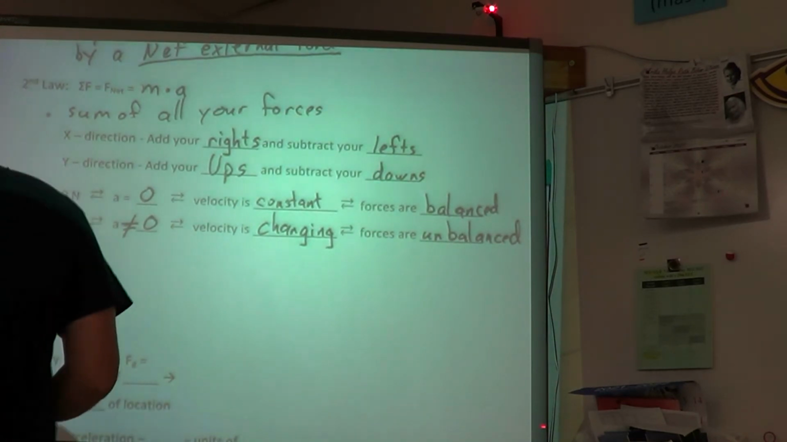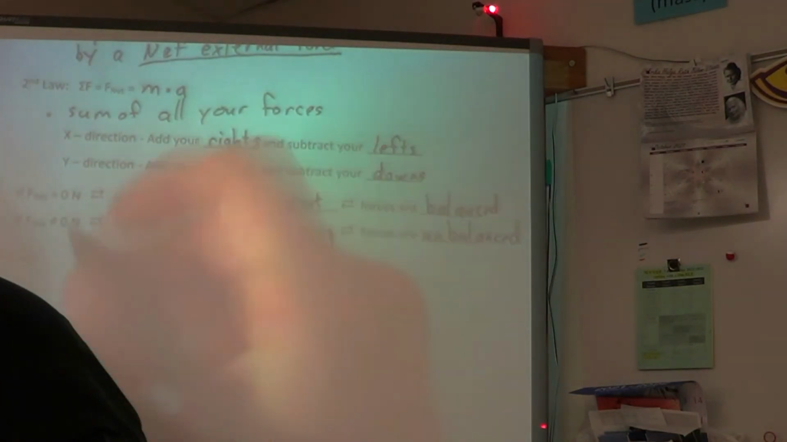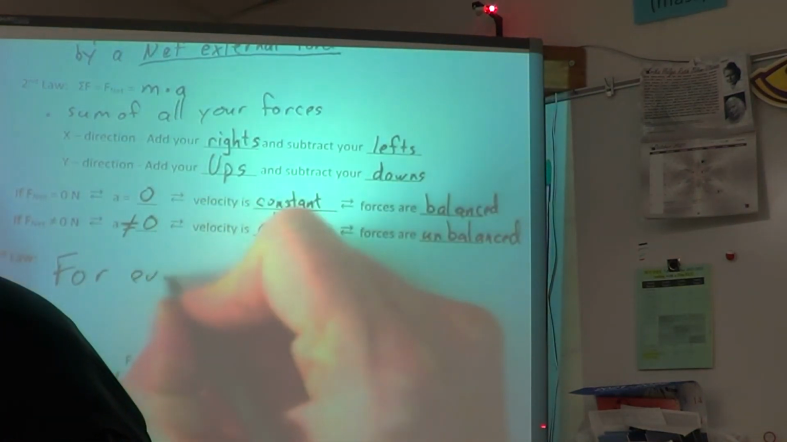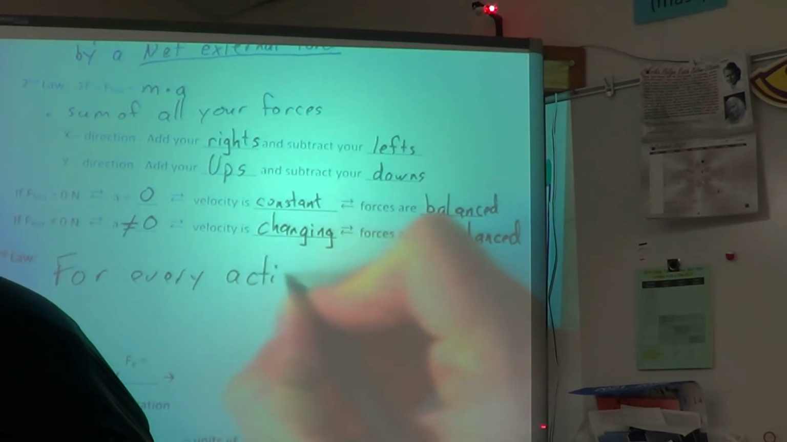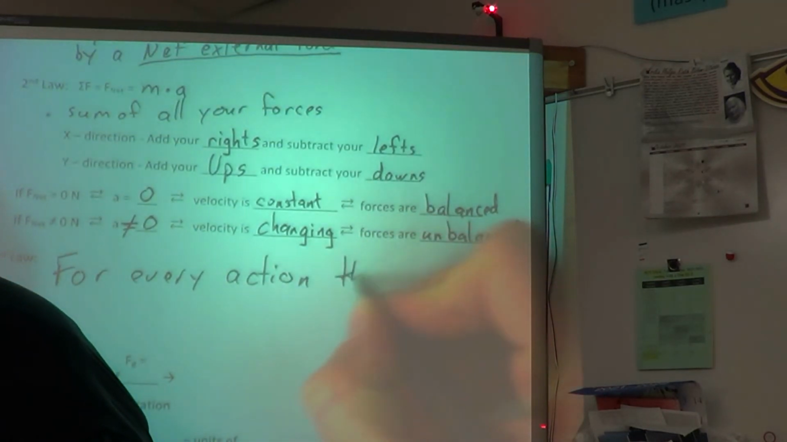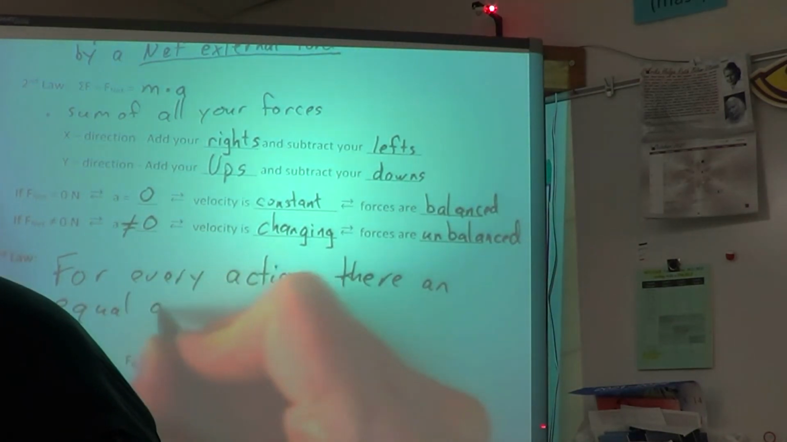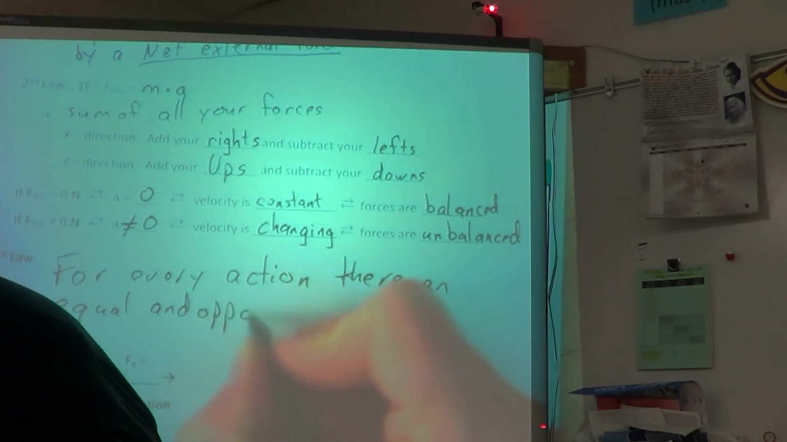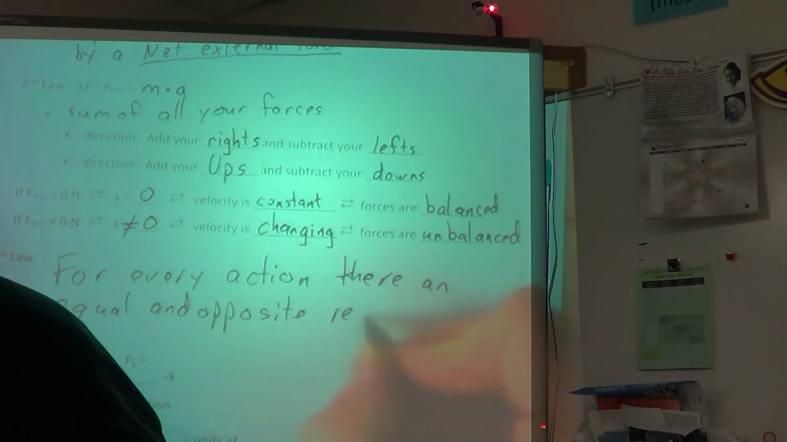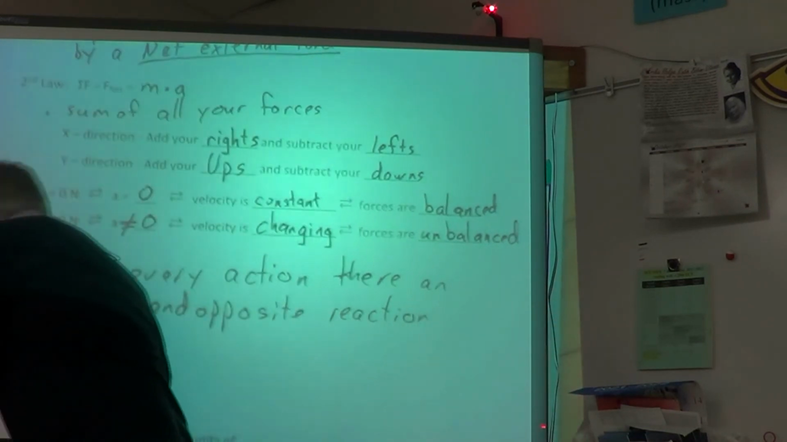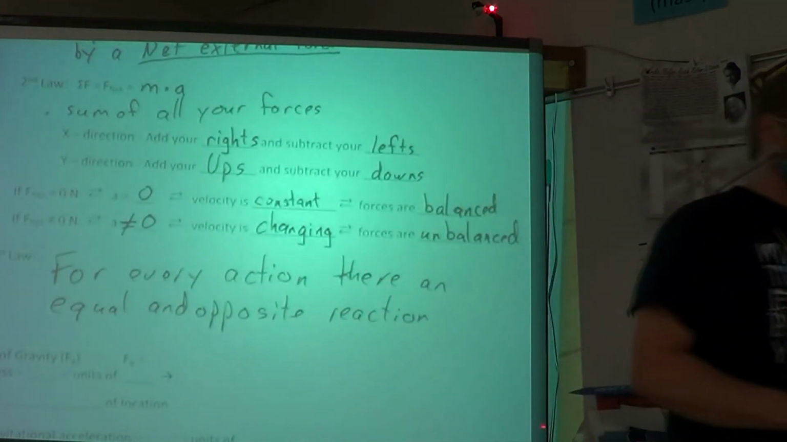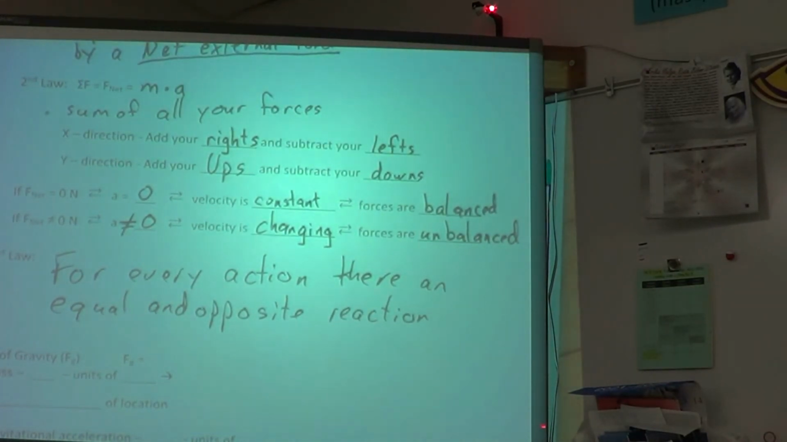Newton's third law. Newton's third law is: for every action there is an equal and opposite reaction. For every action, there is an equal and opposite reaction. Now, when we talk about action or reaction, what we're really saying is forces come in pairs. They come in balanced pairs.